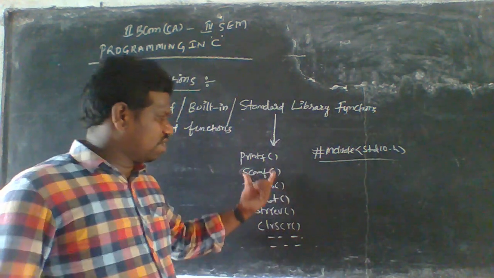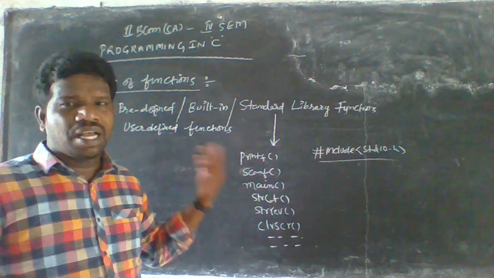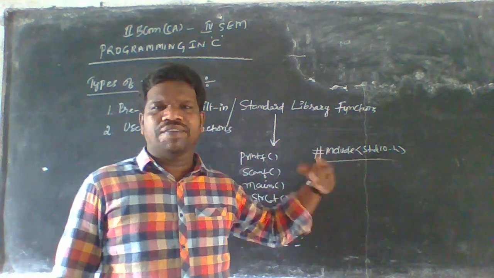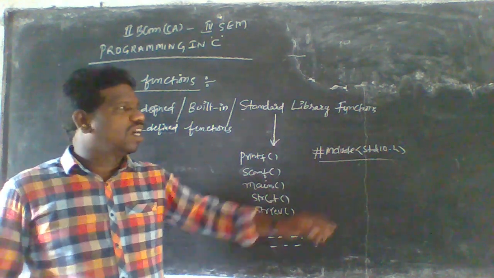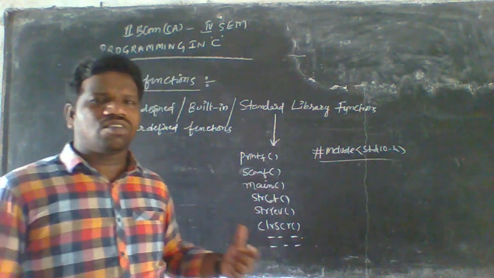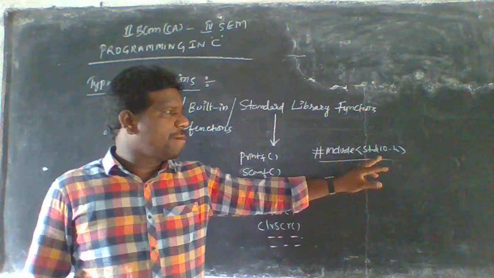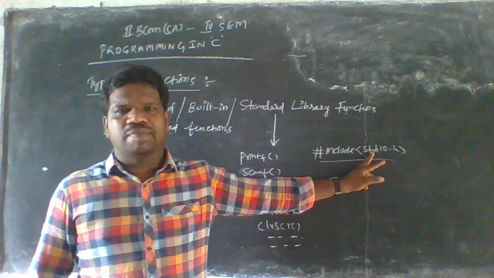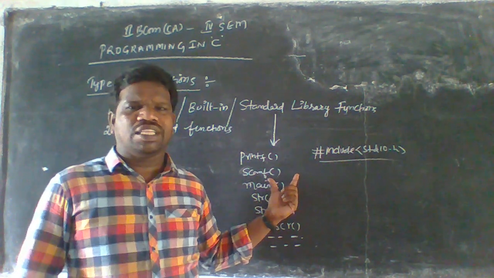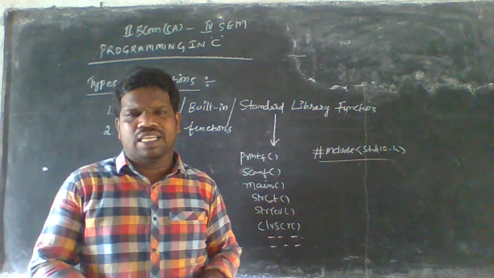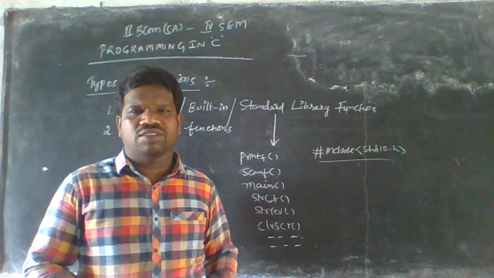So all these functions are called predefined functions. These functions are already predefined in stdio.h. What does stdio.h mean? Standard input output, and .h means header file. That means all input and output functions are defined in #include <stdio.h>, meaning standard input output header file. When we are using any predefined function, we have to include the header file. The main header file is #include <stdio.h>.